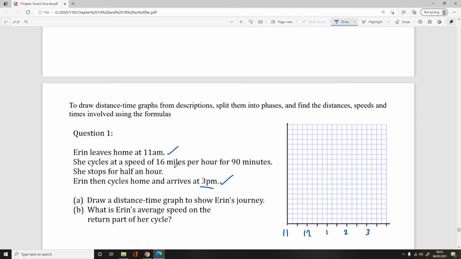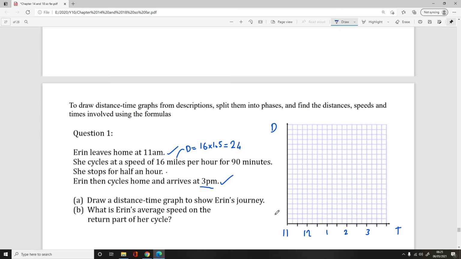Cycles at a speed of 60 miles per hour for 90 minutes. So we want to work out distance here. So we've got distance and time we're doing. So distance is speed times time. So distance is 16 times time is 1.5. So she will have travelled 24 miles in that point. Then she stops, then she goes home.